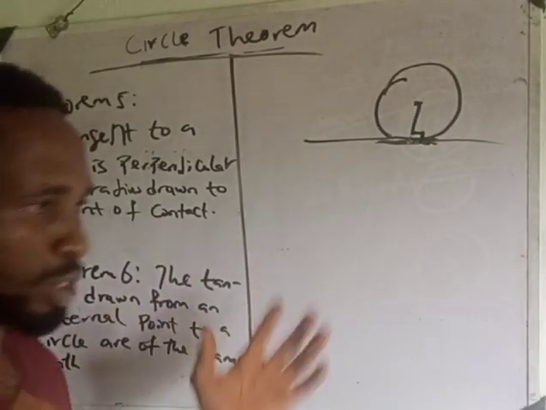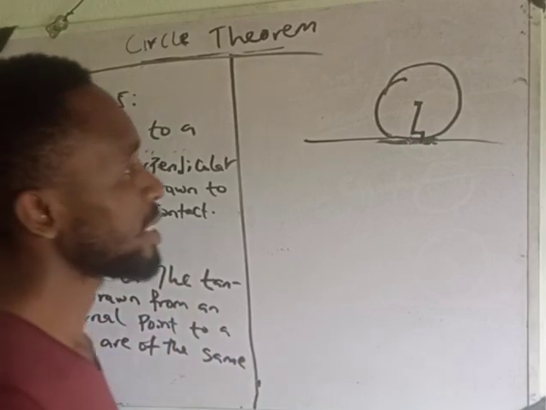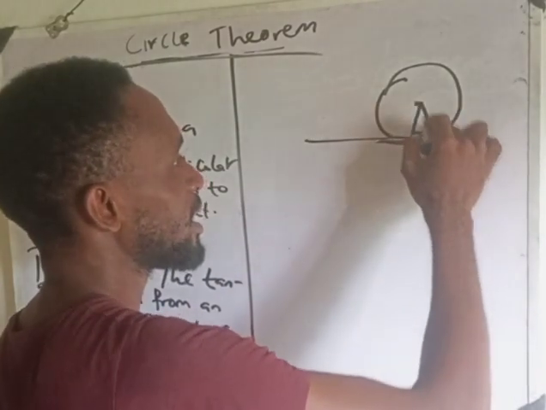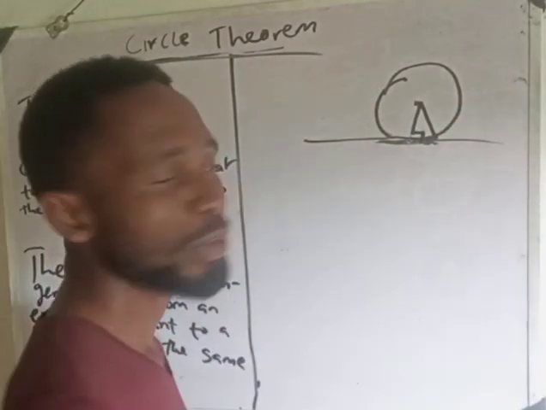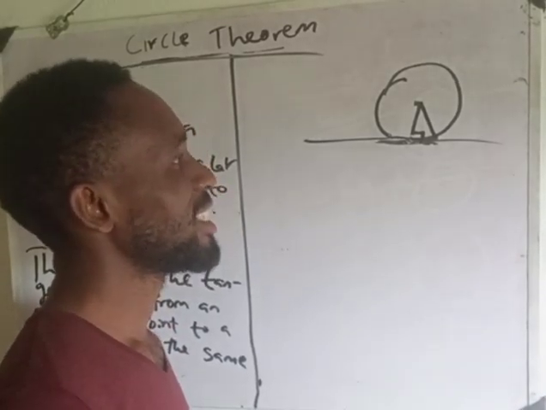Just imagine, let me just put it this way. I don't know if you understand what I'm saying, but just imagine that there's another radius that will come here and still be at right angle with the tangent.